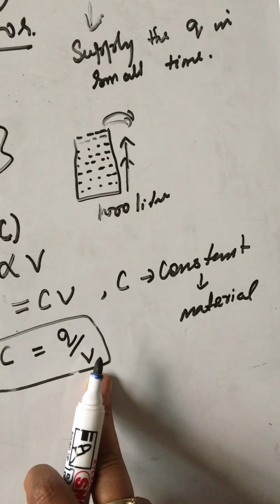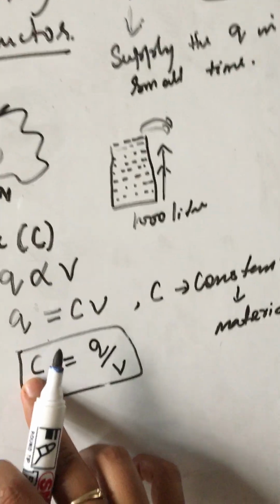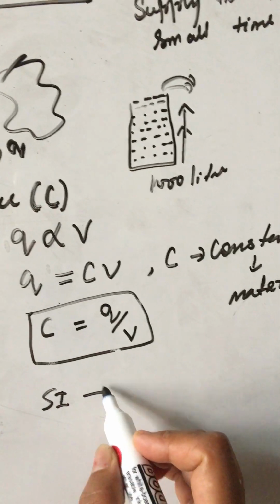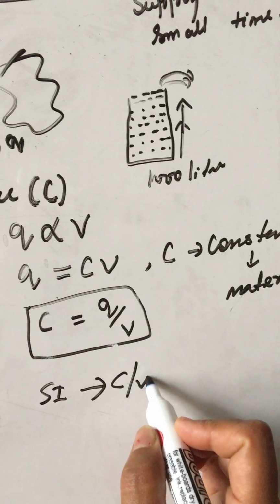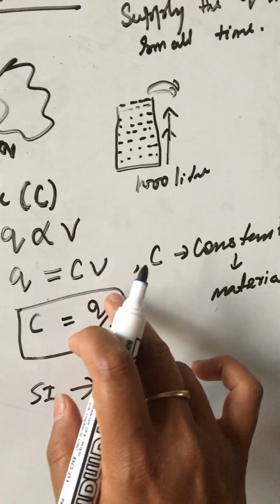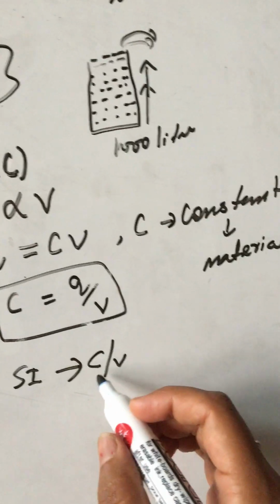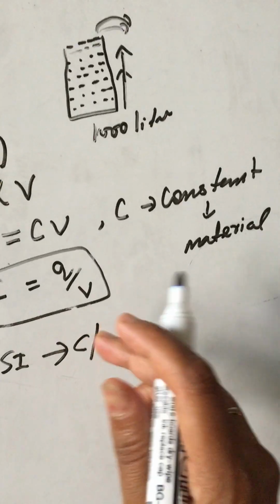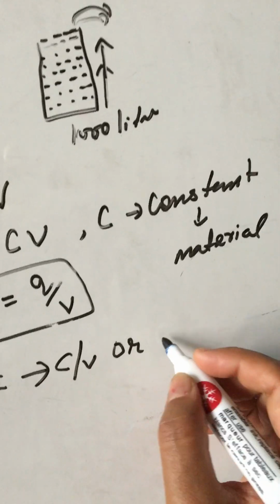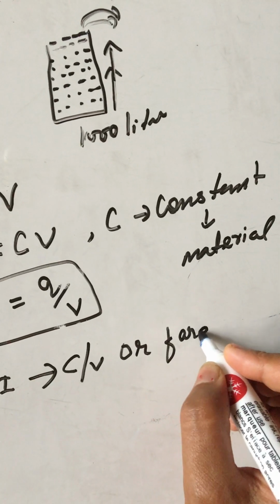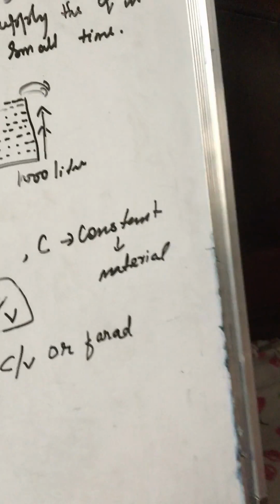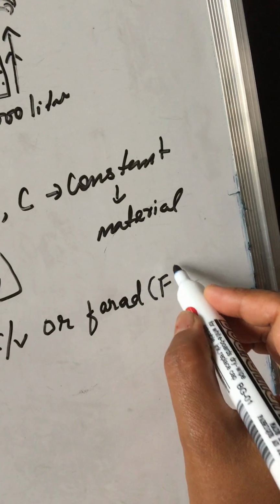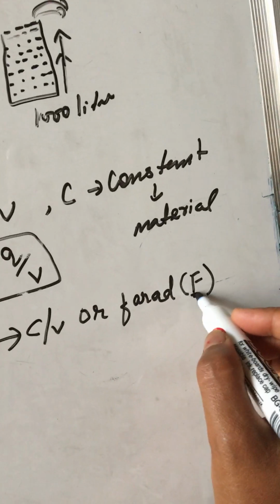Now what should be the unit of capacitance? In the SI system, the unit is coulomb per volt, right? Potential is volt, Q is coulomb. But in honor of Michael Faraday, we call this unit the farad. In symbol, it's F. This farad is a very big unit.